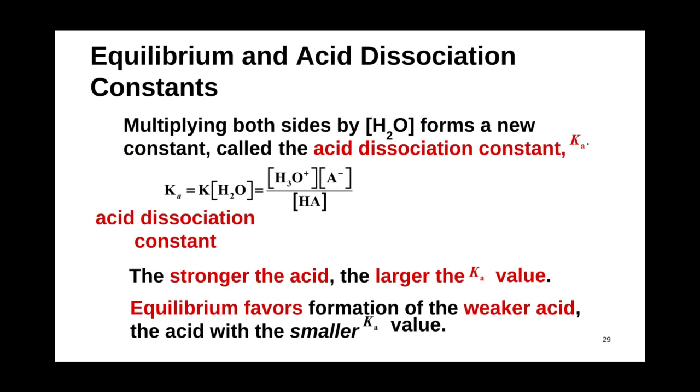It's pretty fun, right? Now we can make this a little bit different. We can multiply both sides by the concentration of water, and it forms a new constant, which we call the acid dissociation constant, or K sub A, or Ka. So Ka equals K times water, or it equals the concentration of the hydronium ion times the concentration of the conjugate base divided by the concentration of the acid.